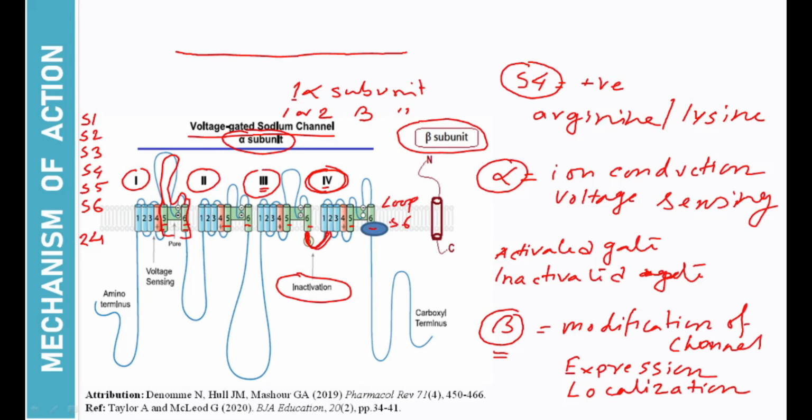And it is only accessible when the channel is open. That means when the channel is in the activated state, only then will the local anesthetic go and bind to the S6 loop of domain 4. So this is the complex structure of the voltage gated sodium channel where the local anesthetic binds.